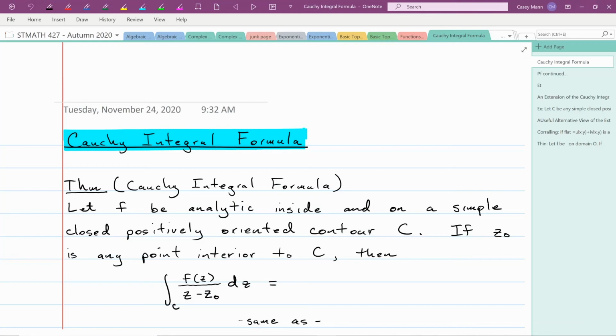Hello, complex analysis students. Today we're going to talk about the Cauchy Integral Formula. This is one of the most central theorems of the whole subject. It has some really powerful implications, and it's really useful for calculation. It's pretty important. It's sort of our fundamental theorem of calculus for complex variables.